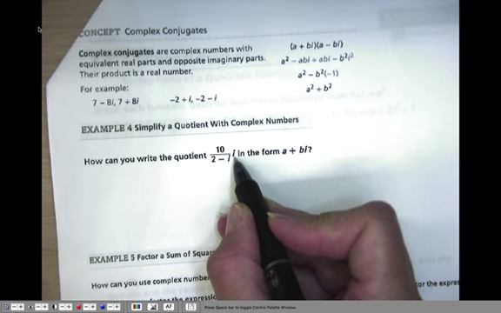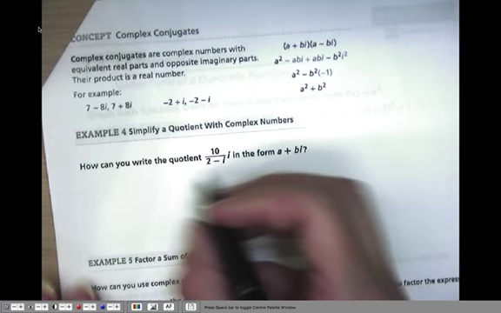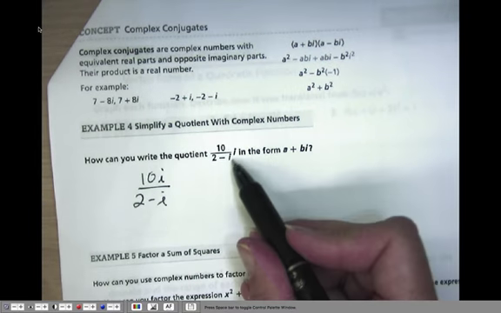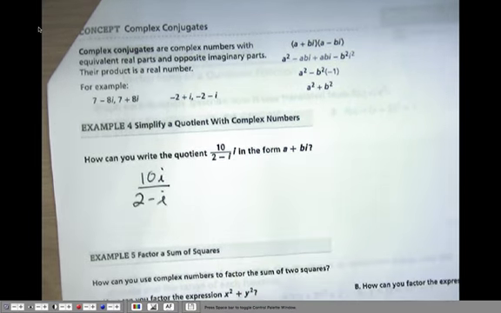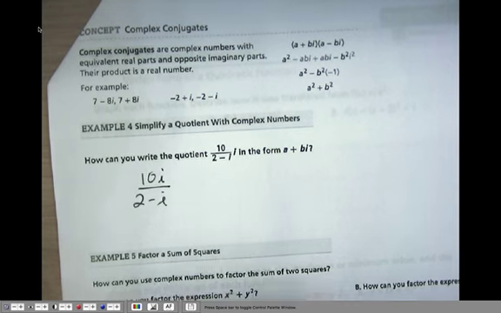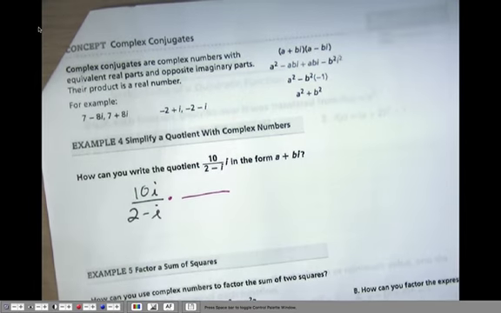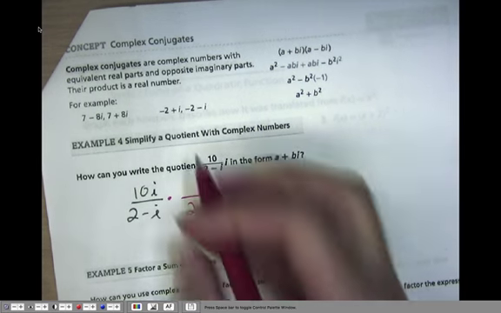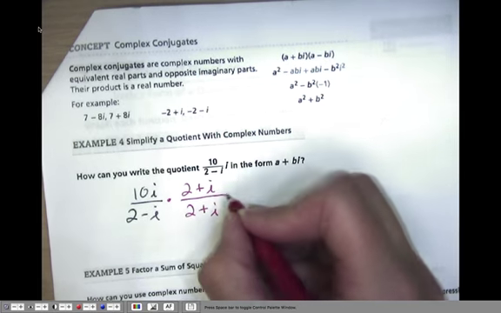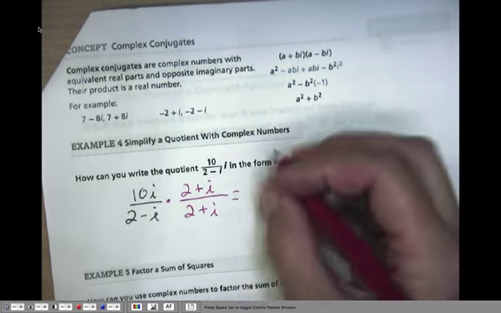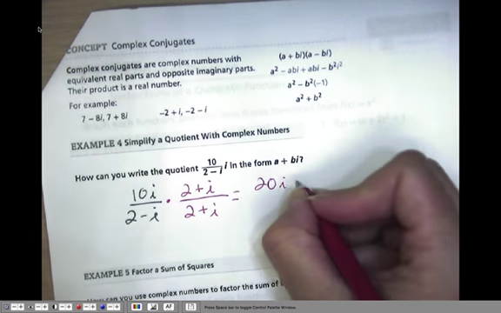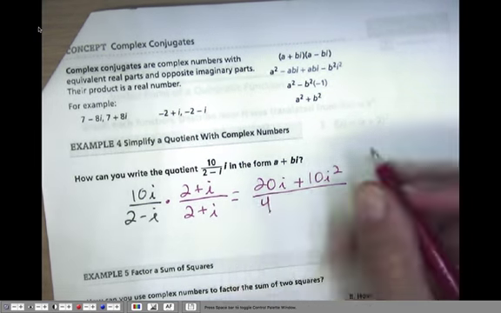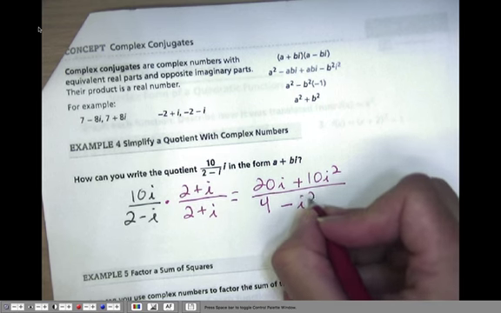Okay, so this 10i over 2 minus i, I'm going to rewrite that just so that it makes a little bit more sense. Because this i I can put over 1. And then, in order to simplify this, I'm going to multiply by the conjugate. But whatever I do to the bottom, I must also do to the top. So I'm distributing in my numerator. That gives me 20i plus 10i squared over 4 minus i squared.